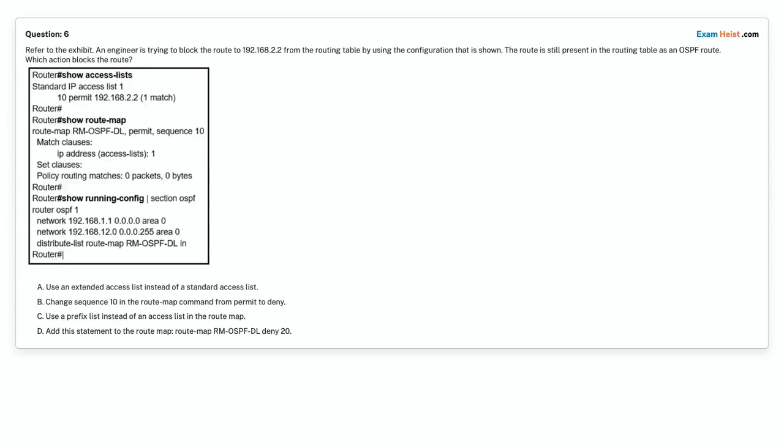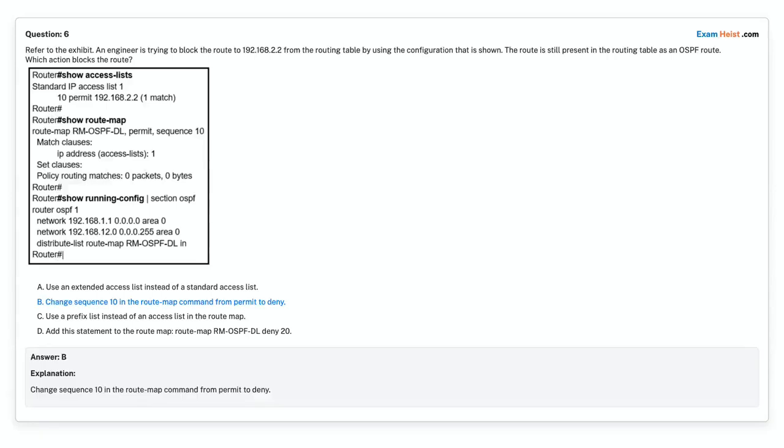Option A. Use an extended access list instead of a standard access list. Option B. Change sequence 10 in the route map command from permit to deny. Option C. Use a prefix list instead of an access list in the route map. Option D. Add this statement to the route map: route-map OSPF-DL deny 20. Choose the correct answer. Correct answer is Option B. Change sequence 10 in the route map command from permit to deny.